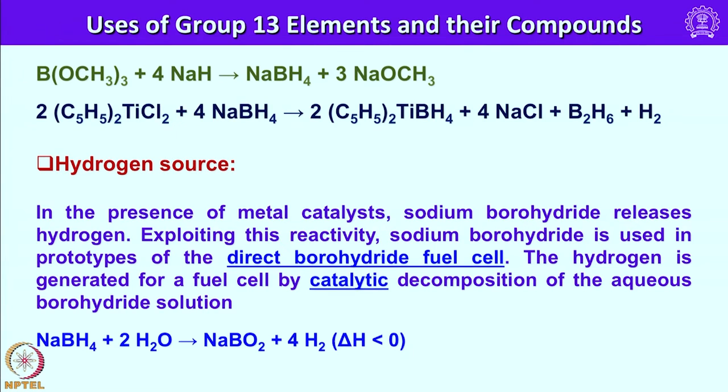So, the hydrogen is generated for the fuel cell by catalytic decomposition of the aqueous borohydride solution that I have shown here. Essentially, NaBH4 plus 2H2O gives NaBO2 plus 4H2. So, this is what we use. That means you can just store it, and as and when it is required, one can react it with water to generate H2. So, one can think of using it as a hydrogen source in direct borohydride fuel cells.